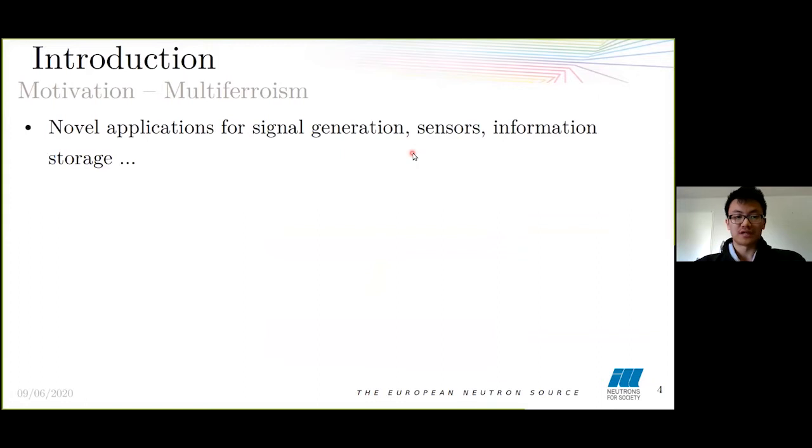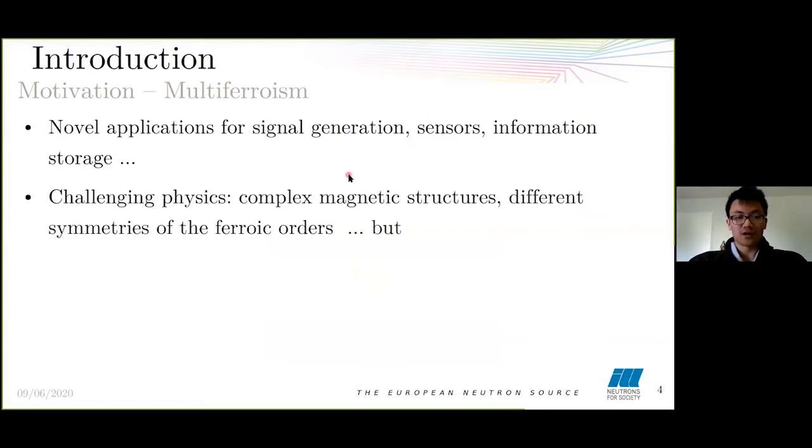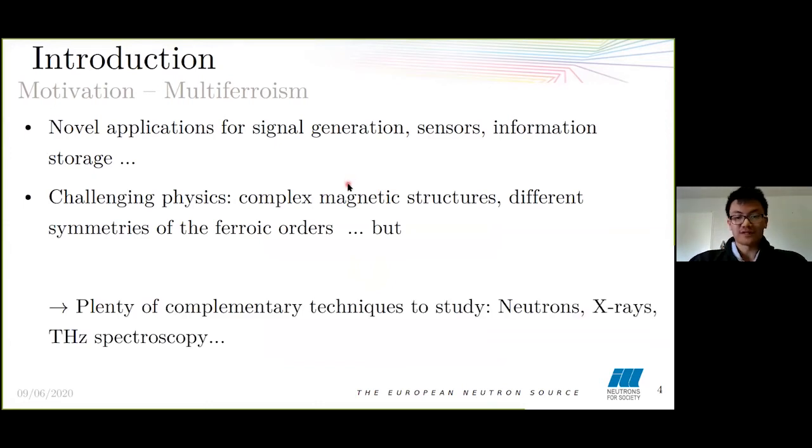So these materials provide a lot of novel applications for signal generations, sensors, and information storage. And it's also challenging in terms of physics because you often find very complex magnetic structures and different symmetries from the ferroic orders. But today we have a lot of complementary techniques that we can use to study these materials, especially in large-scale facilities where you can find neutrons, X-rays, or terahertz spectroscopy. That is one reason why this field is intensively researched today.